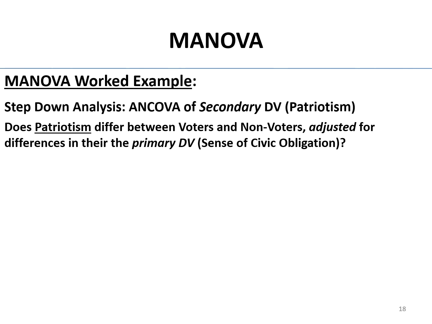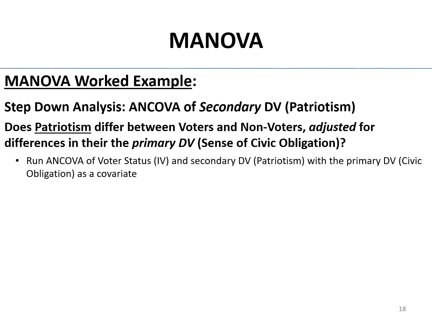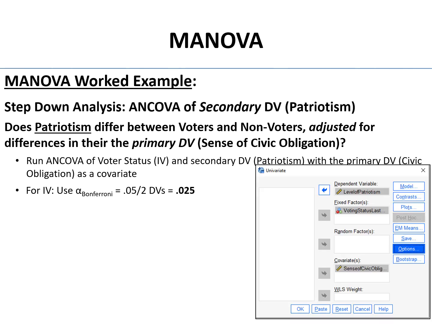So the question we're asking is, does patriotism differ between voters and non-voters, adjusted for differences in the primary DV, that is their sense of civic obligation? Is there a remaining difference in patriotism? So we're going to run an ANCOVA with voter status as the IV, the secondary DV, patriotism, as the dependent variable, and then we're going to use the primary DV, civic obligation, as a covariate. Going to use a Bonferroni corrected alpha level, 0.025.